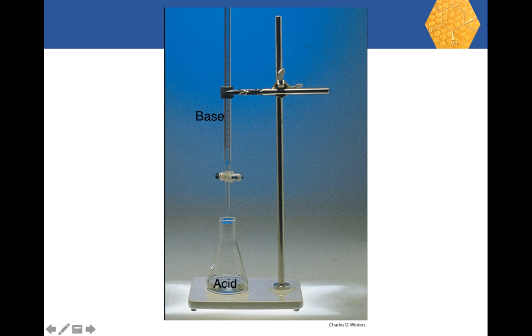In the lab, you get your unknown acid and put it in an Erlenmeyer flask. You get your base, whose concentration you know because you went in the lab and made it to a specific concentration. You put it in a tube here called the burette tube. So here's your base, known concentration. Here's your acid, unknown concentration, but we know its volume. You add your base to your acid.